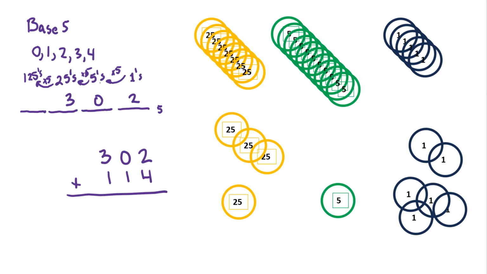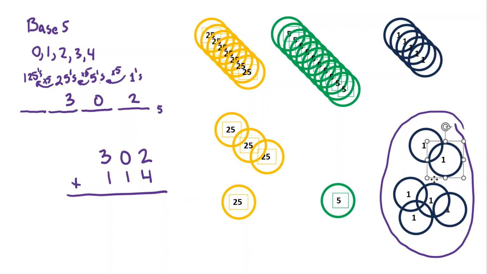So if I'm going to add my ones place, I'm going to take all these 1s and look at them, but I have 1, 2, 3, 4, 5, 1, 2, 3, 4, 5, 6 1s. Oh my gosh, that's too many 1s because I can't go any larger than 4. So here's what I'm going to do. I'm going to take 5 of those 1s. Those make a nickel, right? So I'm going to trade them in for 1 nickel. So let me get rid of these guys. Trading them in.